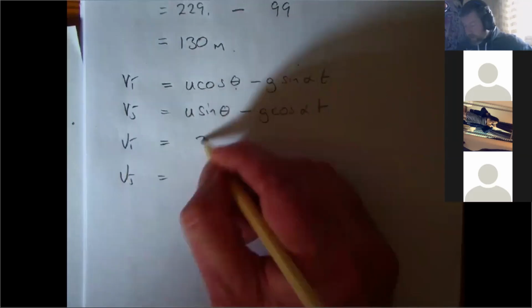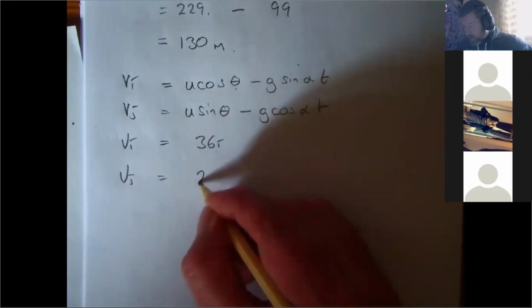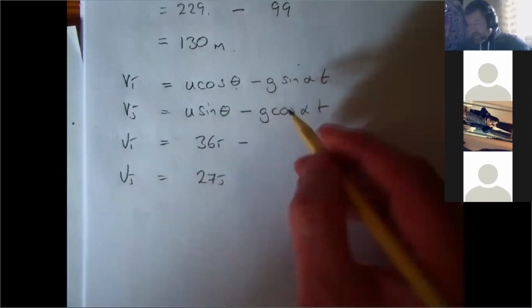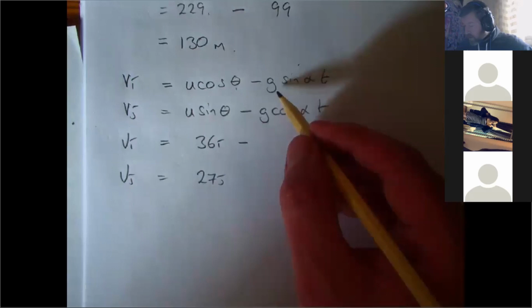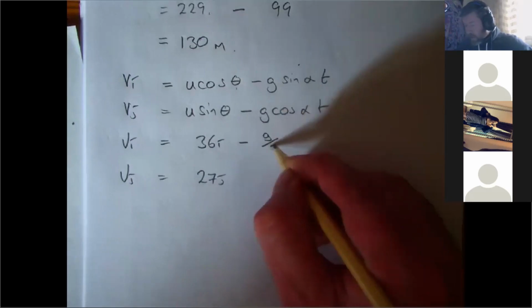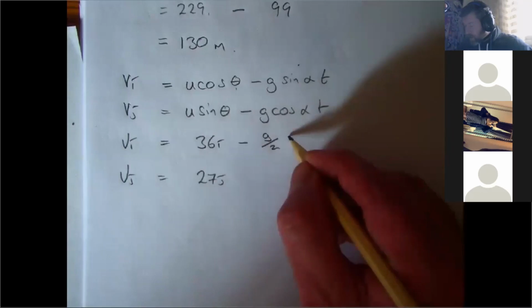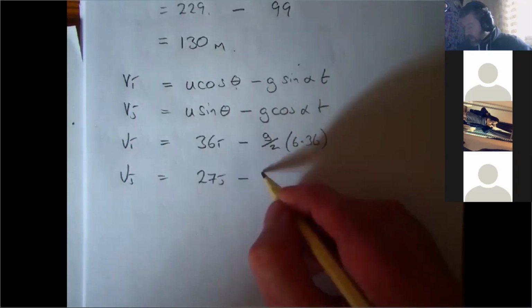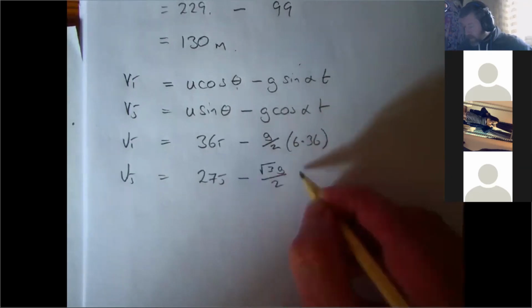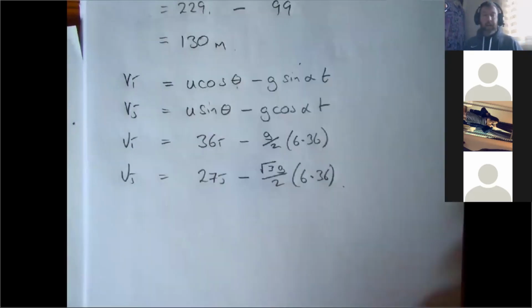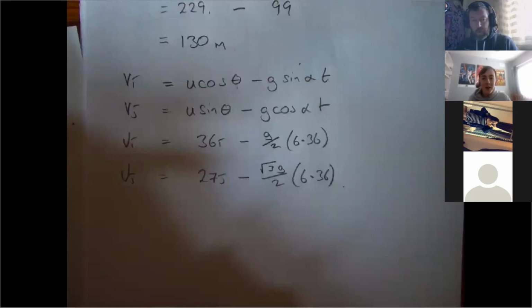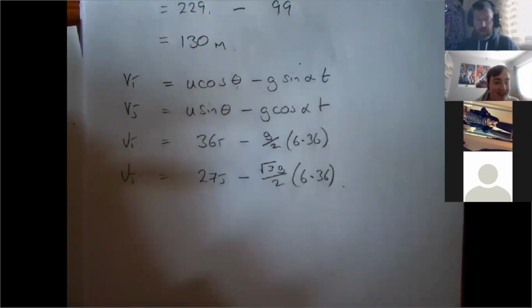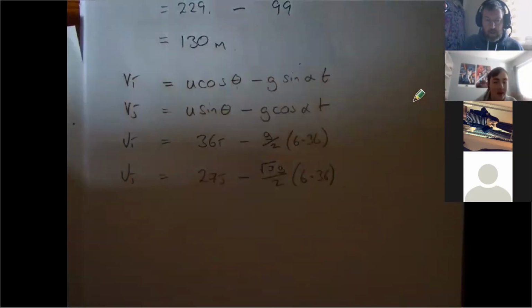So VI and VJ. I'll just be lazy. So 36I, 27J minus the acceleration. So the acceleration here was g over 2 at landing, at 6.36. And then it was minus root 3 g over 2 times again 6.36. 36 minus.